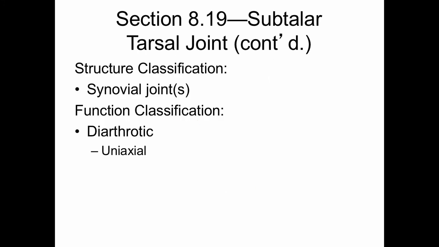The subtalar joint is classified structurally as a synovial joint. Its functional classification is diarthrotic, uniaxial. Because it allows movement across all three cardinal planes, the subtalar joint is often called triplanar. However, its motion is in one oblique plane around one axis, so while it is triplanar, it is nonetheless uniaxial, like the talocrural joint described previously.